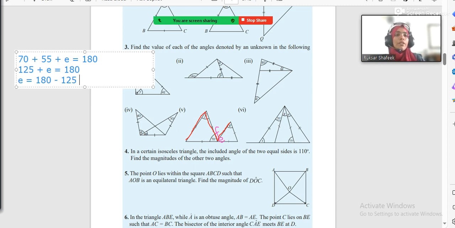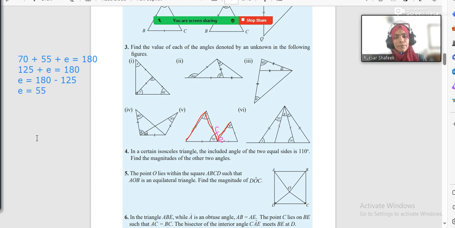You can look at, okay, 125 to 130 is like 5. So 130 to 180: 140, 150, 160, 170, and 180, that's 50. So once again, E is equal to 55 degrees. Okay, so how did we get that E is also equal to 55 degrees?